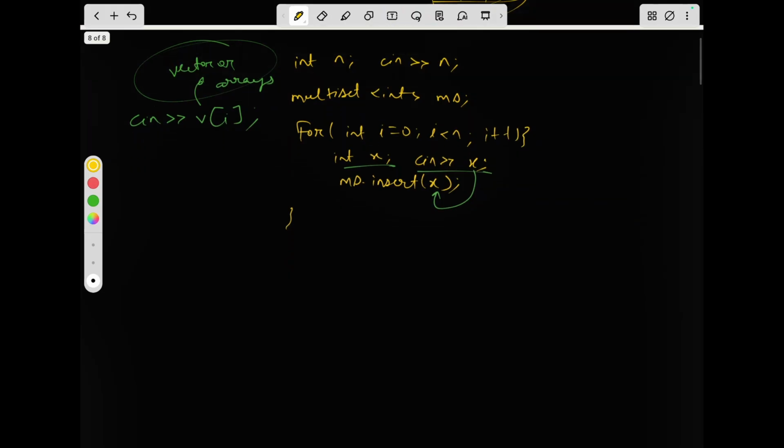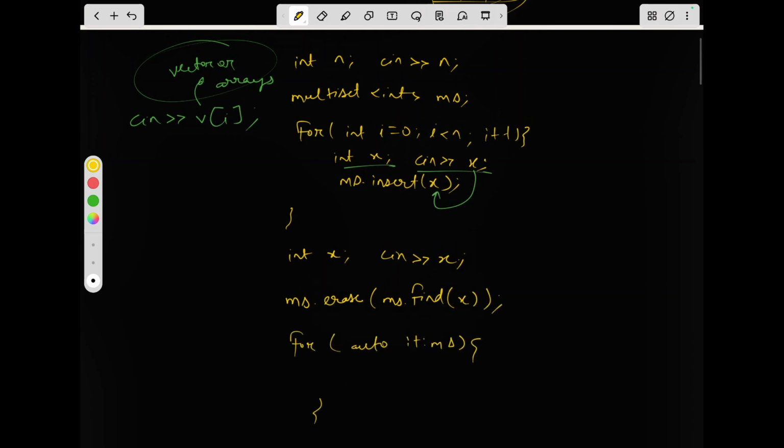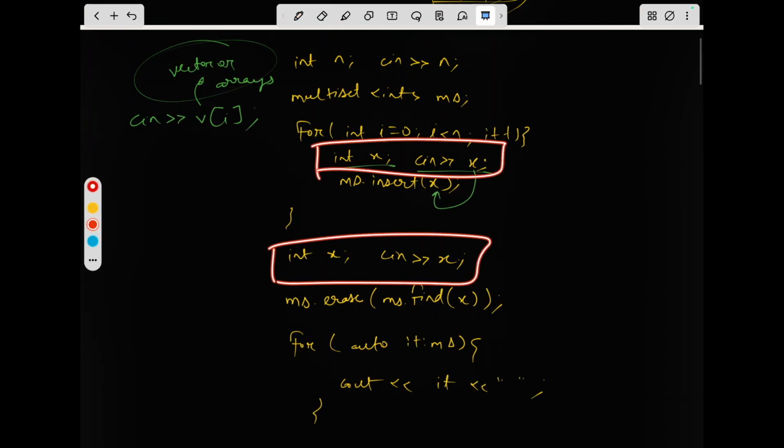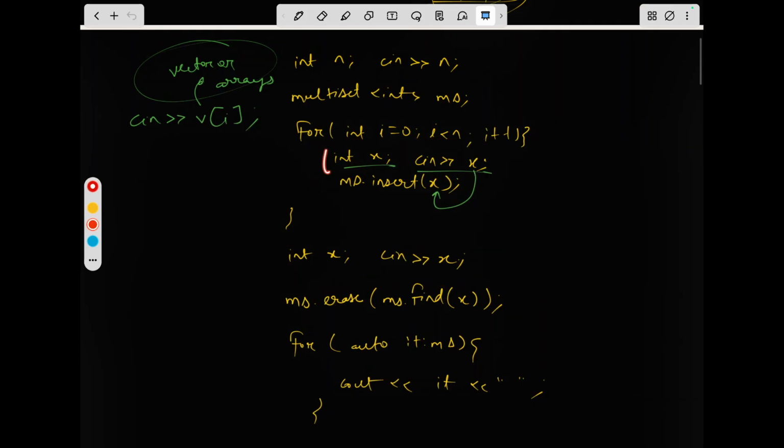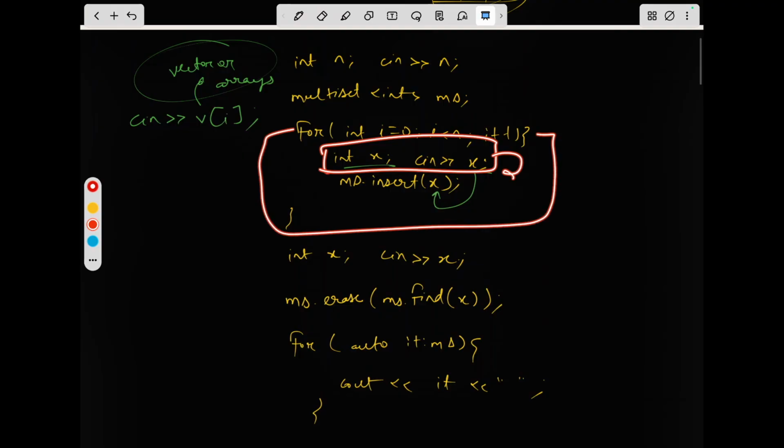After this, let's take input of x also. This x will tell which element we have to remove from the multiset. So we will write ms.erase(ms.find(x)), then we will print our multiset: for auto it : ms, then cout << it. Now you can see we are declaring x here and also here. The first x is out of scope after the for loop block. In simple terms, the reach of x is only within this for block, so we can declare x again.